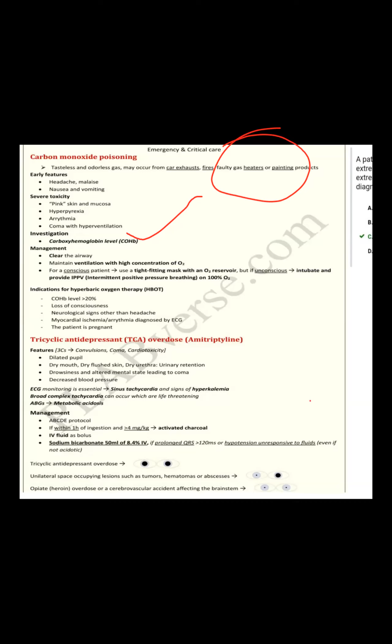Investigation: carboxyhemoglobin level. Management: clear the airway and maintain ventilation with high concentration oxygen.